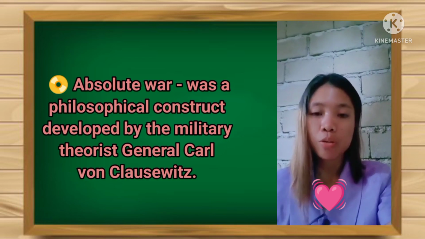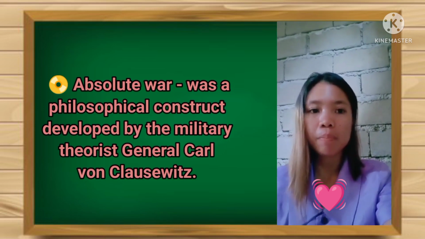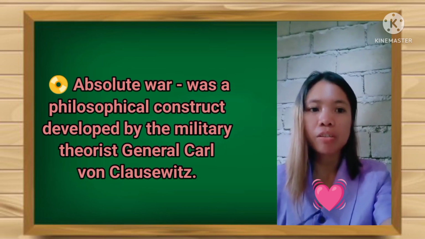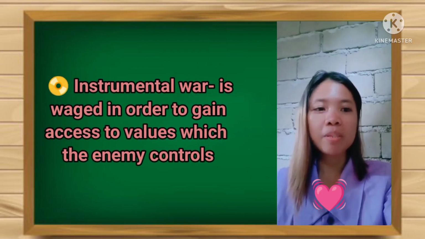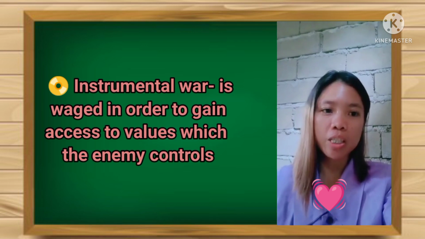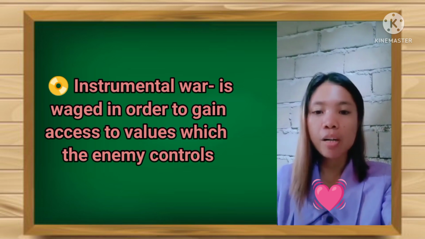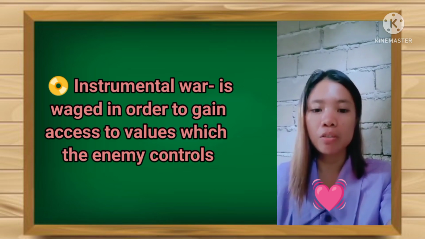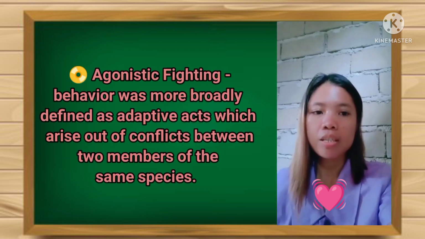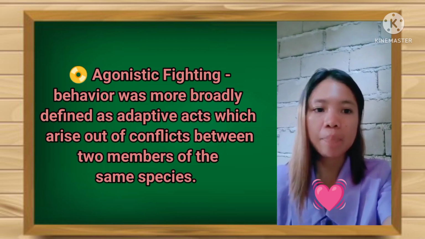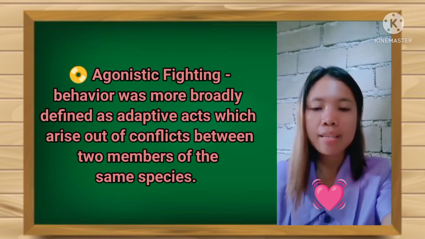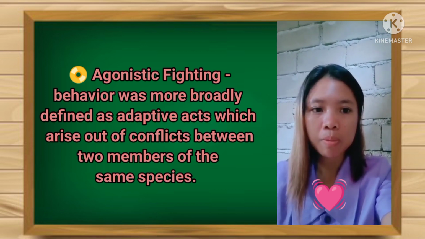Absolute war was a philosophical construct developed by the military theorist General Karl von Clausewitz. The instrumental war is waged in order to gain access to values which the enemy controls. Agonistic fighting behavior was more broadly defined as adaptive acts which arise out of conflicts between two members of the same species.